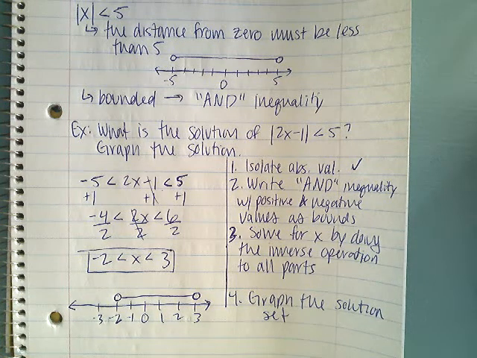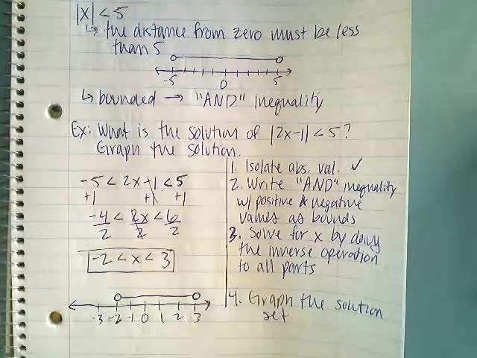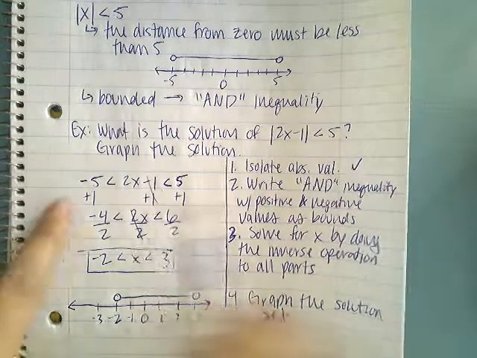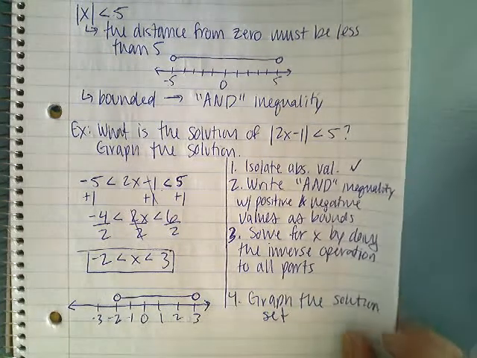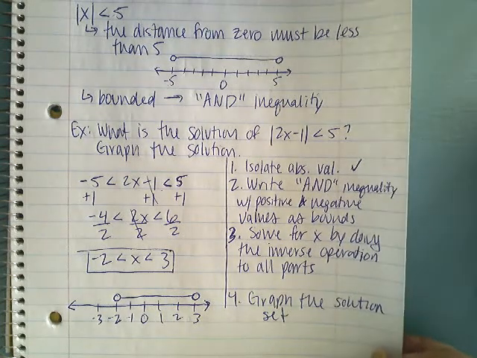All right, so that's our situation when we have absolute value inequalities with less than. We isolate the absolute value, we set up our and inequality, solve it out, graph it. Greater than is going to be just like our or inequality. So I'm going to flip the page and talk about that.